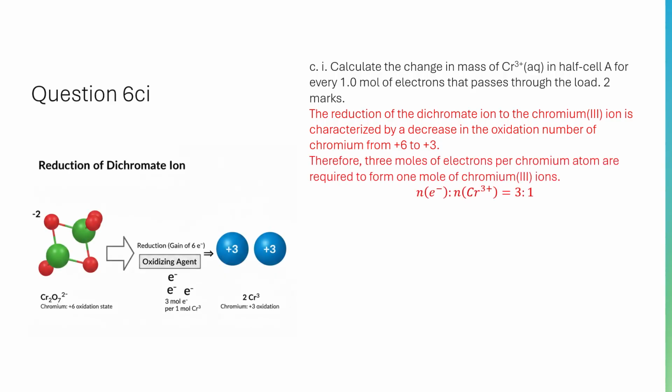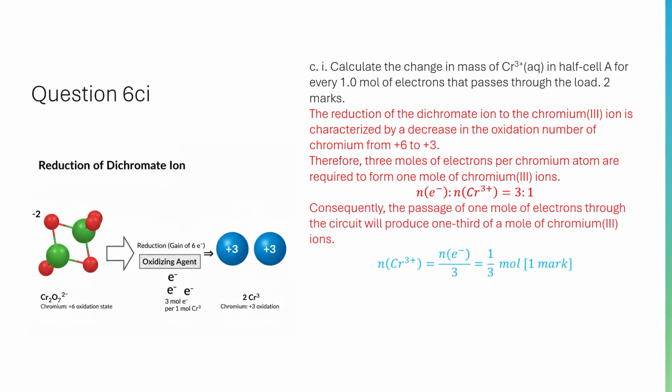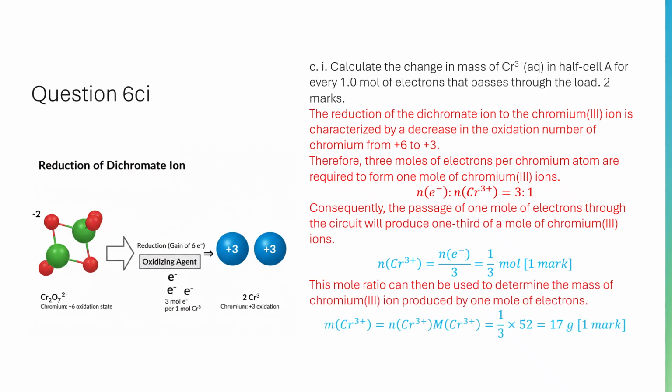Therefore, 3 moles of electrons per chromium atom are required to form 1 mole of chromium 3 ions. Consequently, the passage of 1 mole of electrons through the circuit will produce 1/3 of a mole of chromium 3 ions. This mole ratio can then be used to determine the mass of chromium 3 ion produced by 1 mole of electrons.